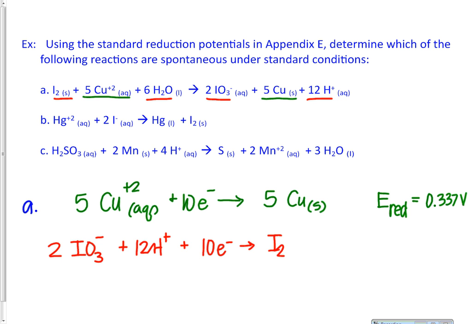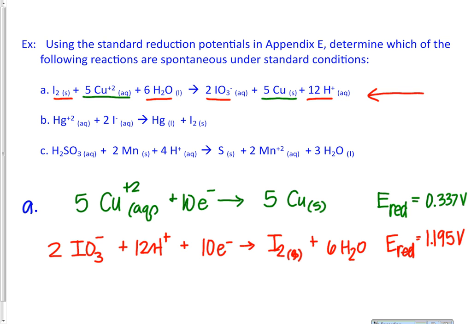Okay, so to finish this off, oops, that's a solid. If you look at this one, this is probably exactly how you're going to find it in the book, because this really can't be reduced any further than it is right now. So look for this in Appendix E, and you will see that it has a reduction potential of a positive 1.195 volts.